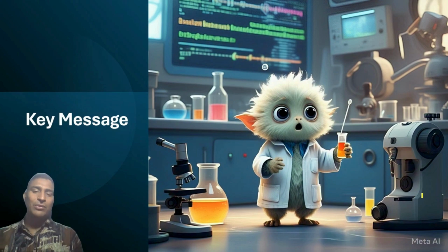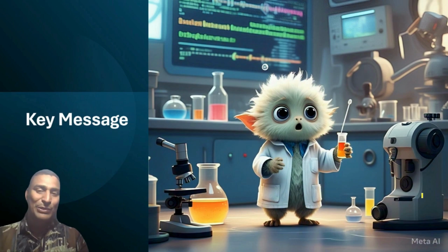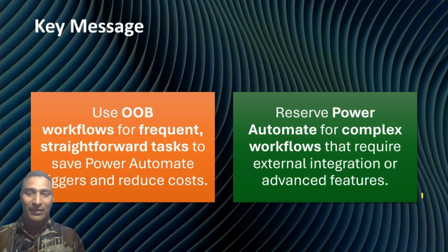Now let's give the key message of this video, what I was trying to tell you. Use out of box workflows for frequent and straightforward tasks to save Power Automate triggers and reduce the cost. Whereas Power Automate is reserved for complex workflows that require external integrations or advanced features. Don't waste Power Automate runs unnecessarily if it is not required.